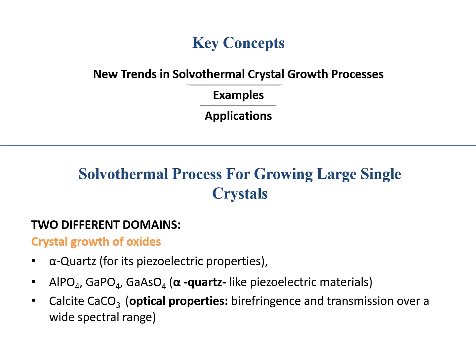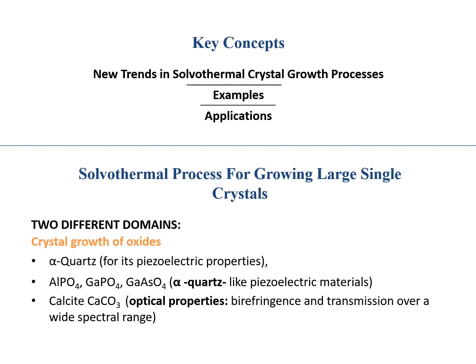There are two different domains in the solvothermal process for growing large single crystals. First one is crystal growth for oxides and the second one is crystal growth for non-oxides. Here are some examples. Alpha quartz for its piezoelectric properties, and second one is aluminium phosphate, gallium phosphate and gallium arsenate. Their properties are like alpha quartz, like piezoelectric materials.